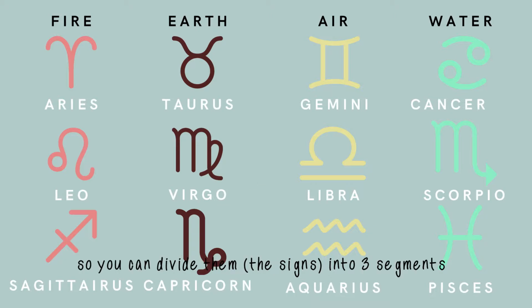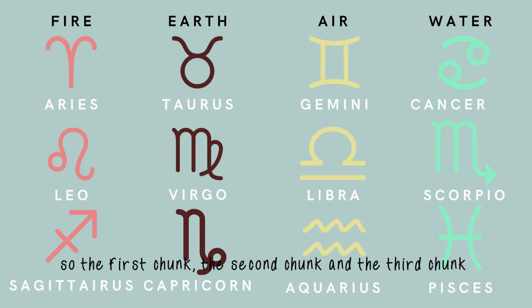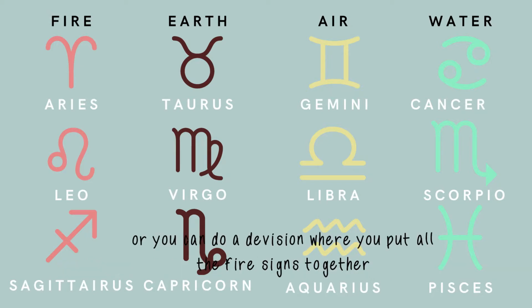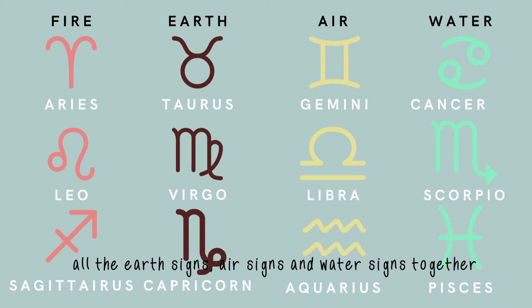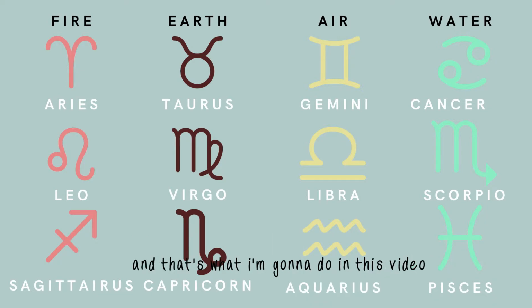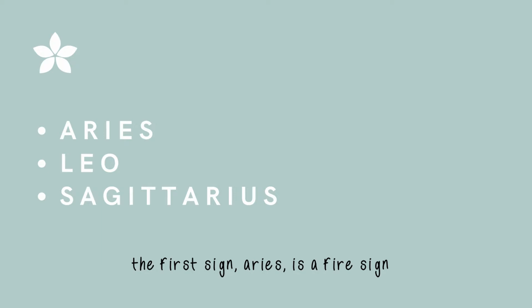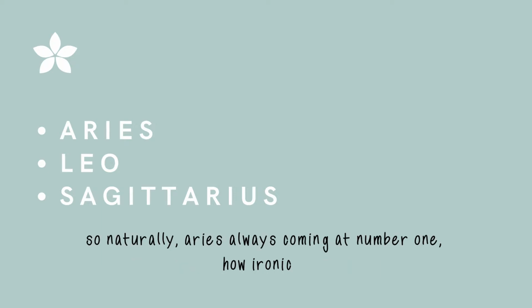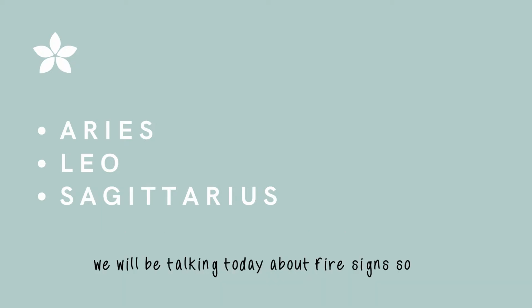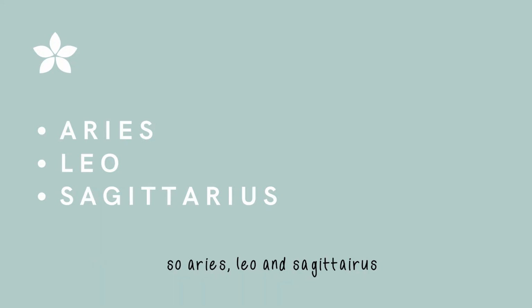So you can divide them into 3 segments. So the first chunk, the second chunk, and the third chunk. Or you can do a division where you put all the fire signs together, all the earth signs, air signs, and water signs together. And that's what I'm going to do in this video. And the reason why I wanted to start with fire is because the first sign, Aries, is a fire sign. So naturally, Aries always coming at number 1. How ironic. We will be talking today about fire signs. So Aries, Leo, and Sagittarius.